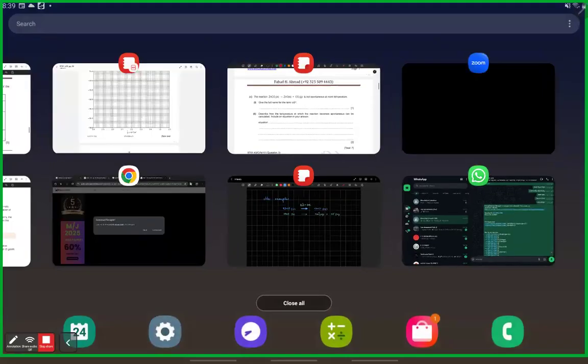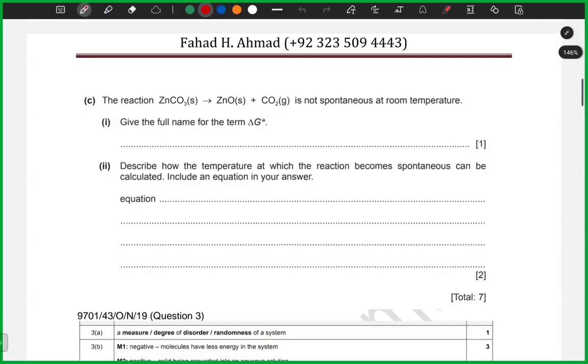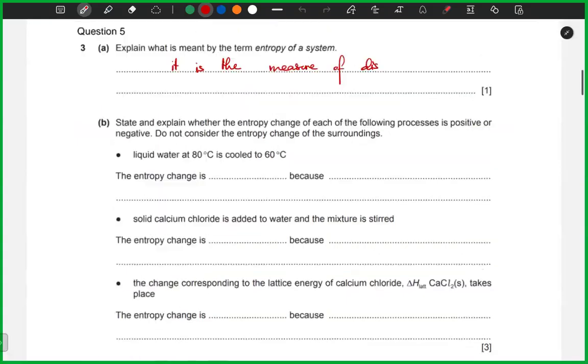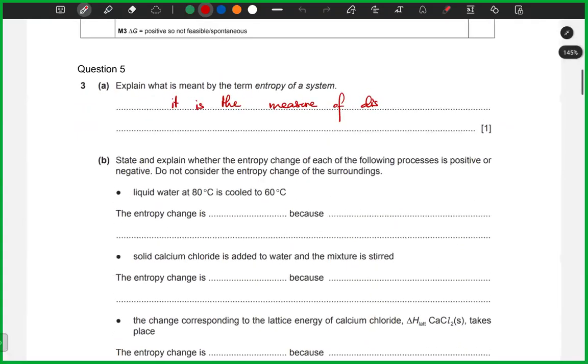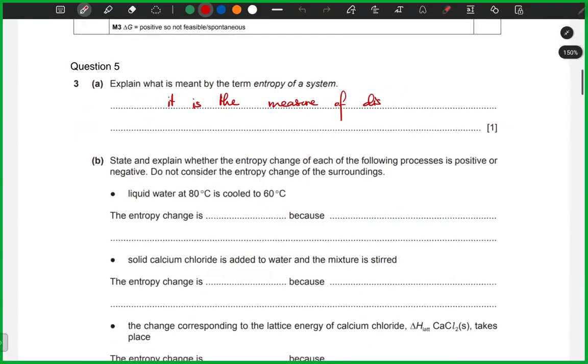सॉरी, डिस्कनेक्ट हो गया था. ये बस 1-2 क्वेश्चंस और करते हैं इसके. चलिए, आवाज आ रही है. Yes, sir. अच्छा, हम थे यहाँ पे. अच्छा, इट इज द मेजर ऑफ डिसऑर्डर ऑफ अ सिस्टम, राइट.